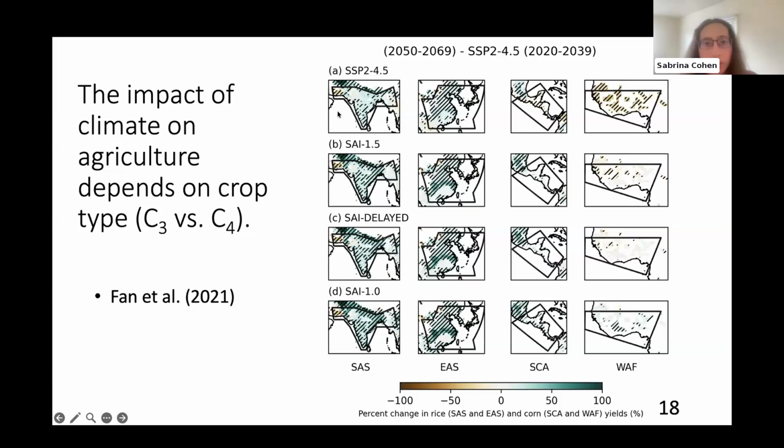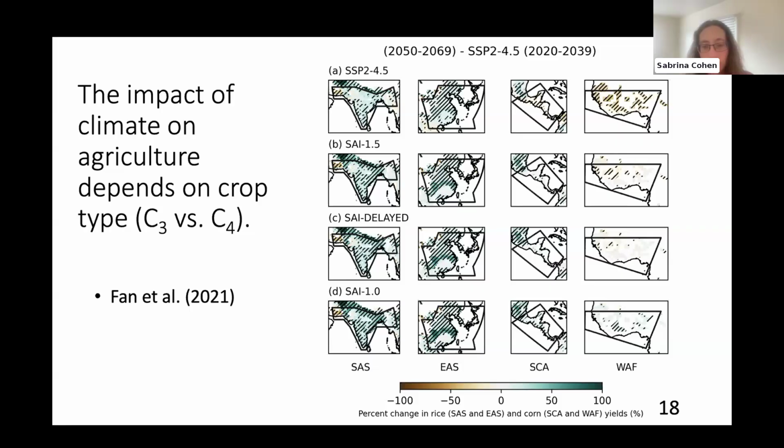All right, so we can see that in the top row, under the climate change scenario, for South Asia and East Asia there are generally increases in rice yields. And under SAI, under the most extreme cooling scenario, we can see even greater increases. But in the climate change scenario, in South Central America and West Africa, corn yields decrease significantly due to all the factors that I've mentioned: reduced wet season precipitation, reduced soil moisture, greater heat stress, and the fact that corn is a C4 plant and therefore can't benefit as much from the CO2 fertilization.